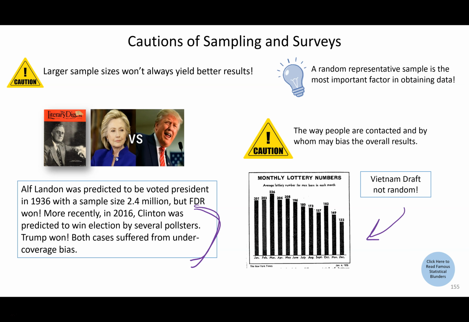And then, for example, the Vietnam draft. If it were random, you would have had the birth months of folks just about evenly spread out. But they were not at all. So definitely you can check out more famous statistical blunders, times where we had a survey with one conclusion, but reality was different. And that can be fun.